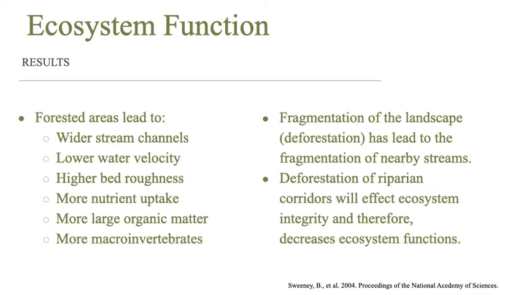So basically this study found that fragmentation of the landscape, so when an area is deforested, has led to fragmentation of the streams. And so the floodplain doesn't reach as far, which has very detrimental implications to how the forest works around the stream. And so this basically means that the deforestation of riparian corridors affects the entire ecosystem integrity and is decreasing all of those ecosystem functions that I mentioned before.